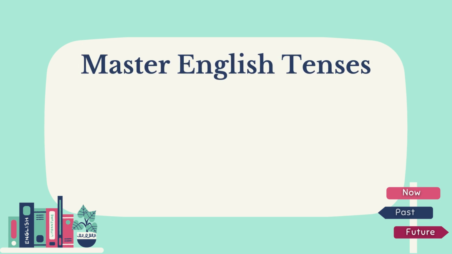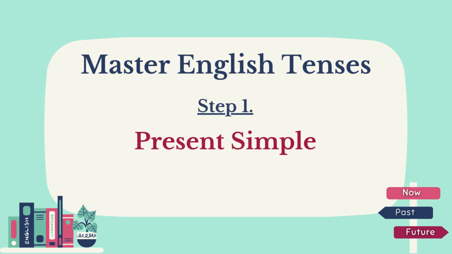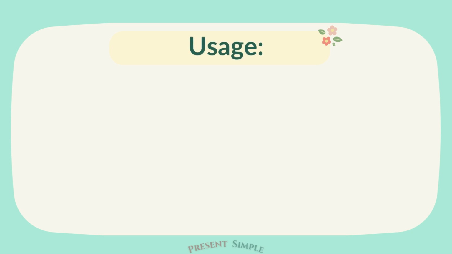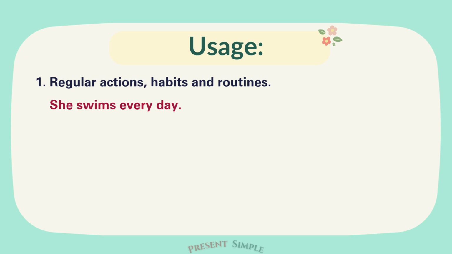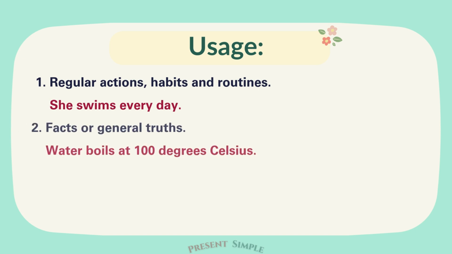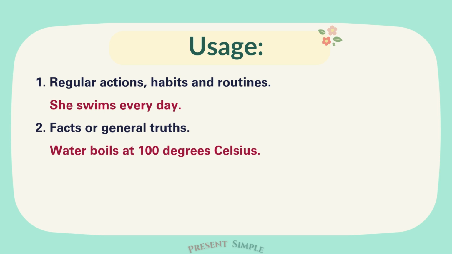Master English tenses. Step 1. Present simple. Present simple is used to talk about regular actions, habits, and routines. She swims every day. It is also used to state facts or general truths.